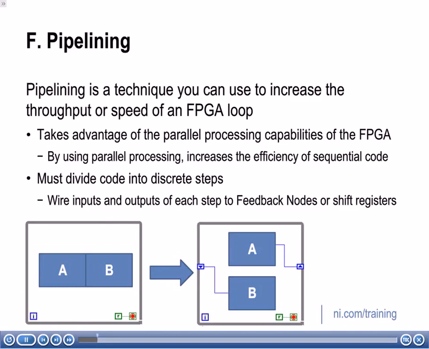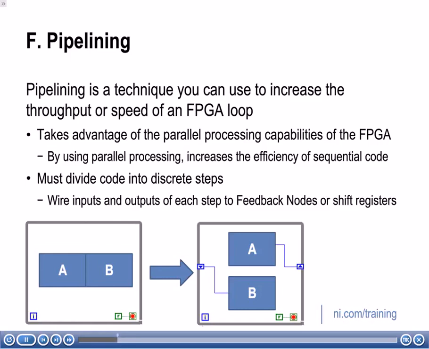So the first thing you need to do for pipelining is divide your code into discrete steps. Let's take a look at our block diagram here on the left. Let's say we've got some code, and we were able to divide that code up into section A and section B. For this example, let's say section A takes 5 milliseconds to execute, and section B also takes 5 milliseconds to execute. If we look at that example on the left, the total amount of time it's going to take to execute A and B is going to be 10 milliseconds, because they're 5 milliseconds each.